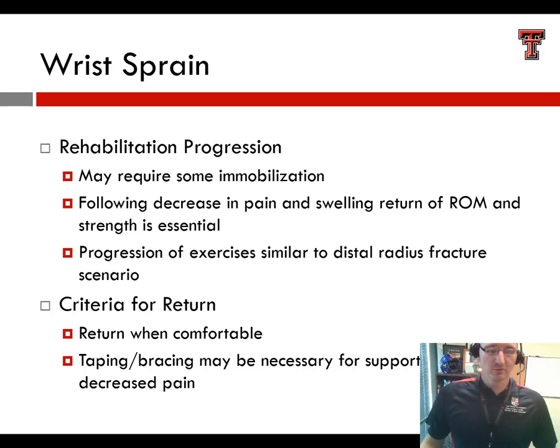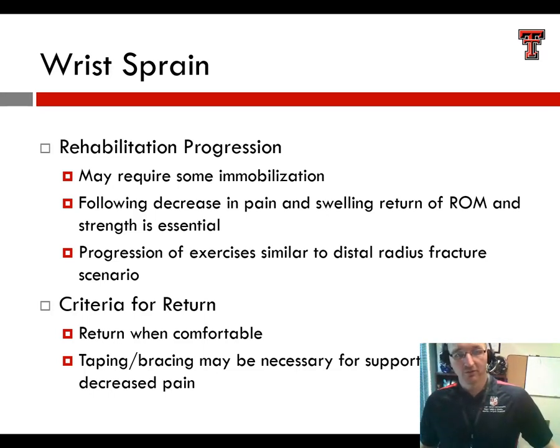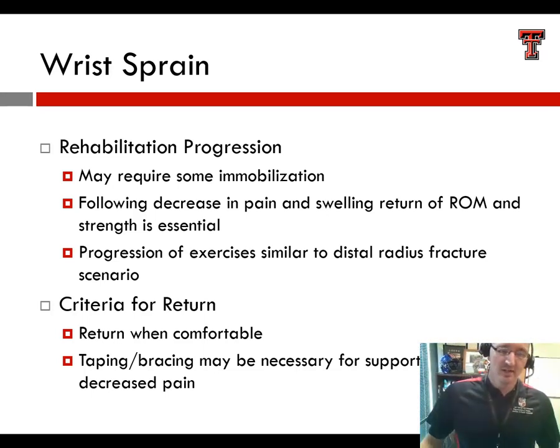Sometimes it may be beneficial to immobilize them for their ADLs, so putting them in a cock-up splint may be beneficial for rehab. We pull them out of the splint for rehab, but when they go to class or when they're going to work, they're using some form of immobilization. Once we get a decrease in pain and swelling, then we want to restore their range and restore their strength as quickly as we can. Their rehab progression is going to be very similar to what we talked about just a second ago with their distal radius fracture. Criteria for return for our wrist sprain: whenever they're comfortable. Usually they're going to want to be taped or braced, at least for a while, until they've fully recovered.